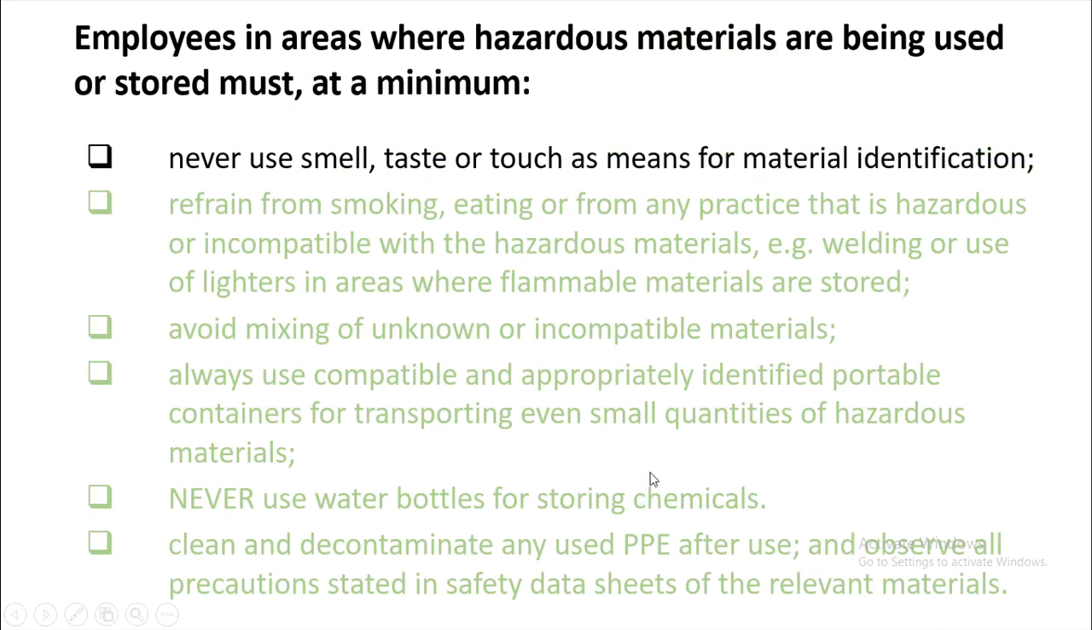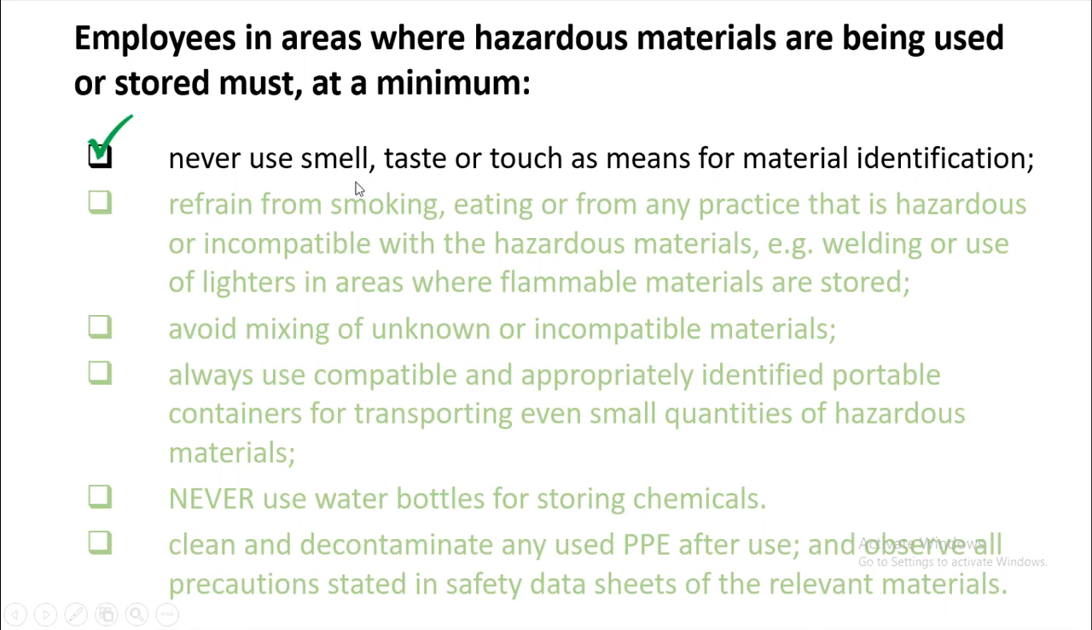Employees in areas where hazardous materials are being used or stored must, at minimum, never use smell, taste or touch as a means for material identification. Don't smell it, don't taste it, don't touch it in order to identify the chemicals or materials. Because if it is poisonous, you will be poisoned, and if it is corrosive, you will get burned. So don't touch, don't smell chemicals.